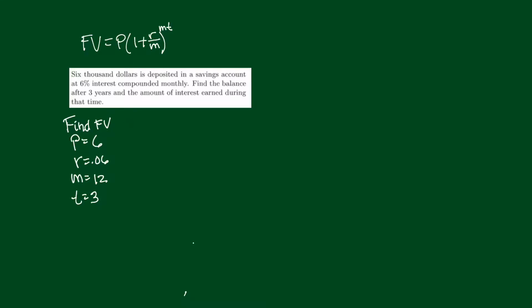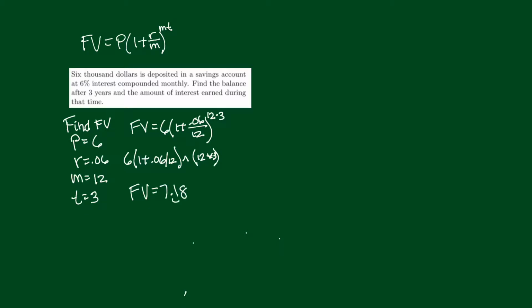So the future value of that $6,000 is going to be 6, or 6,000 if you like, times 1 plus 0.06 over 12, that's the interest per month, raised to the M times 3. There's 12 payment periods per year times 3 years, so it's 36 payment periods. This is a calculator problem, or Wolfram Alpha problem. I'm going to put this in my calculator just like this: 6, then 1 plus 0.06 divided by 12 raised to the 12 times 3. And I'm getting that future value to be 7.18.